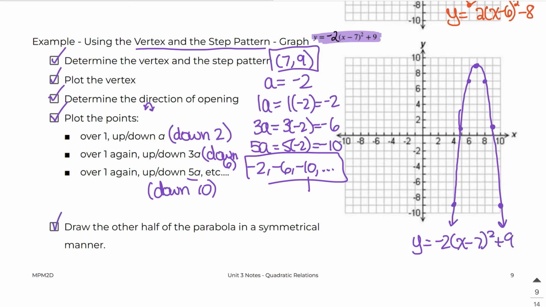Okay? Again, you get to choose whichever method you prefer, as long as you choose a method that makes sense to you and you can communicate that method properly.